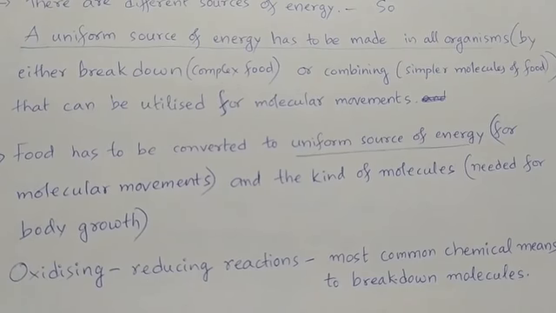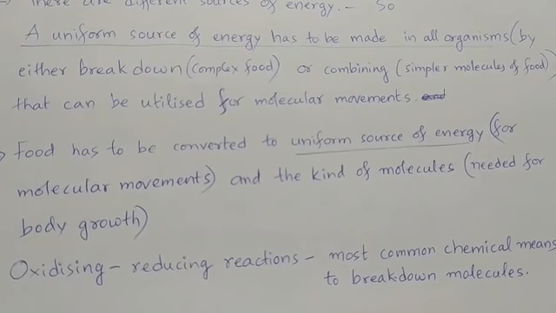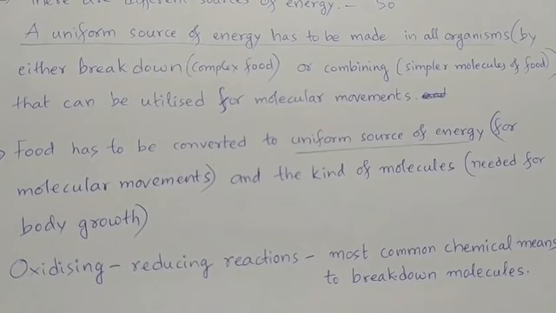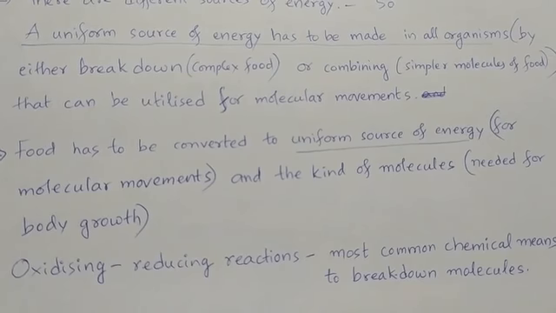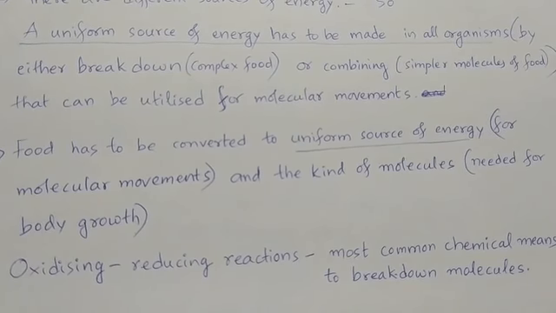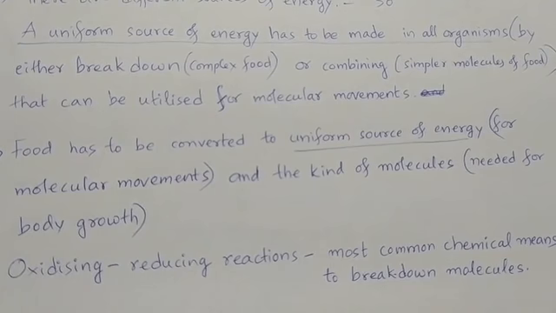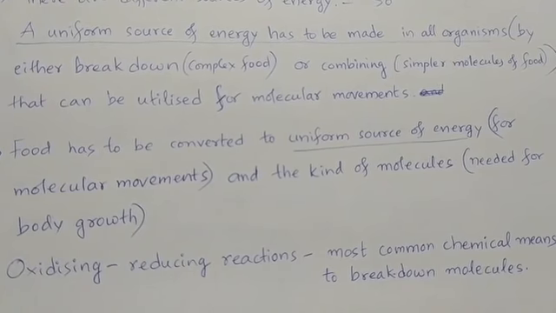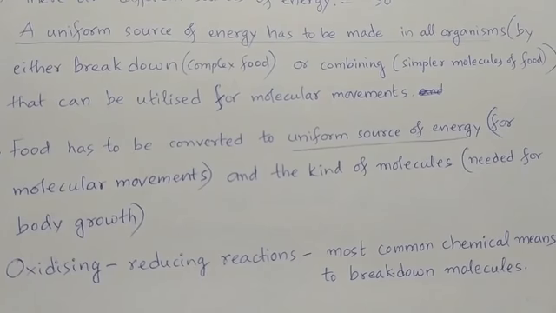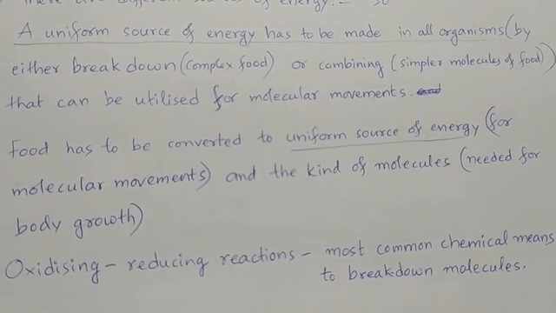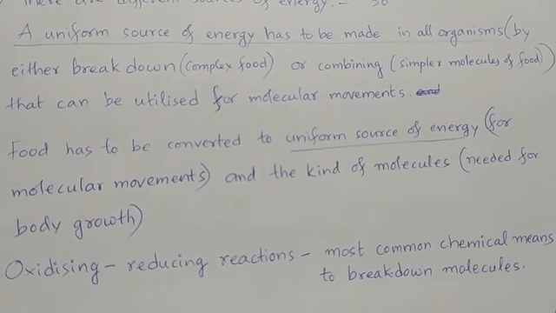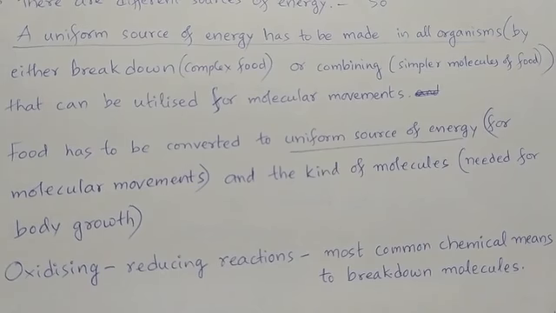Food has to be converted to a uniform source of energy for molecular movements, and food has to be converted to the kind of molecules needed for the body growth. So food has to be converted to two things. What are those two things? To a uniform source of energy. For what? For molecular movements. And the kind of molecules for what?